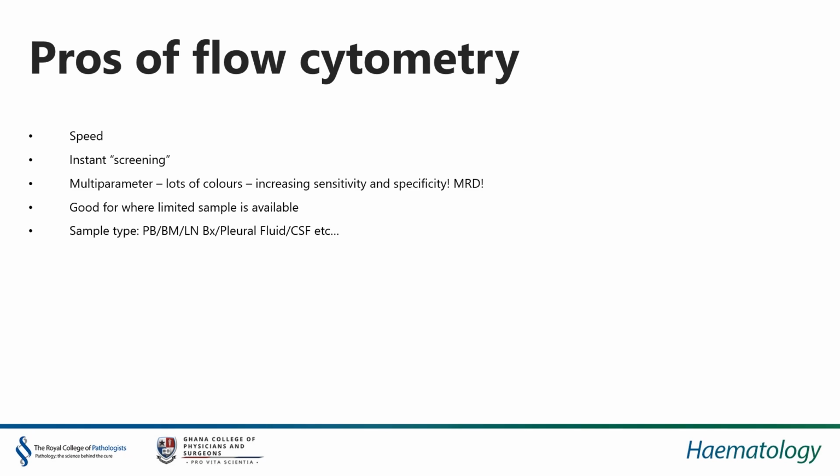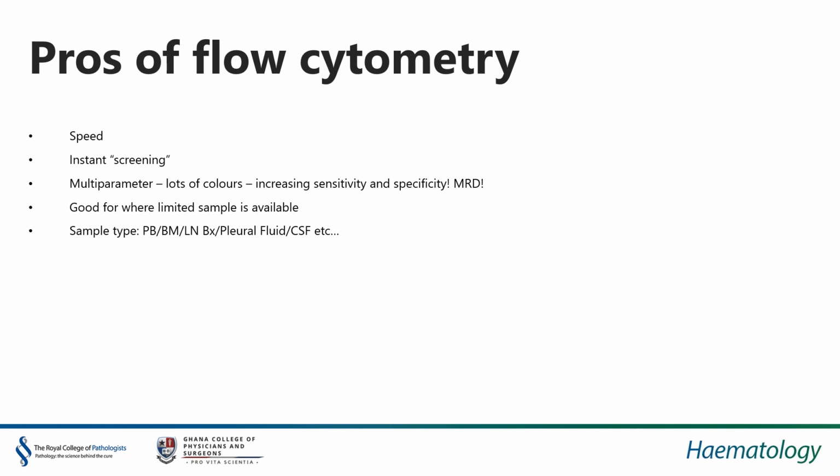It truly is multi-parameter. We can combine lots of colors, lots of antibodies with fluorochromes, so that we can really identify what these cells are. This allows us to have increasing sensitivity and specificity, which is really good for when we're looking for measurable residual disease, or MRD. It's also very good where limited sample is available and can be used with a variety of sample types, provided those cells are in a suspension.